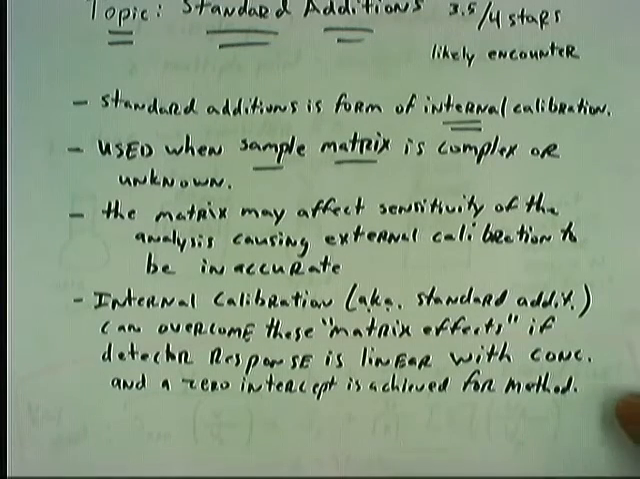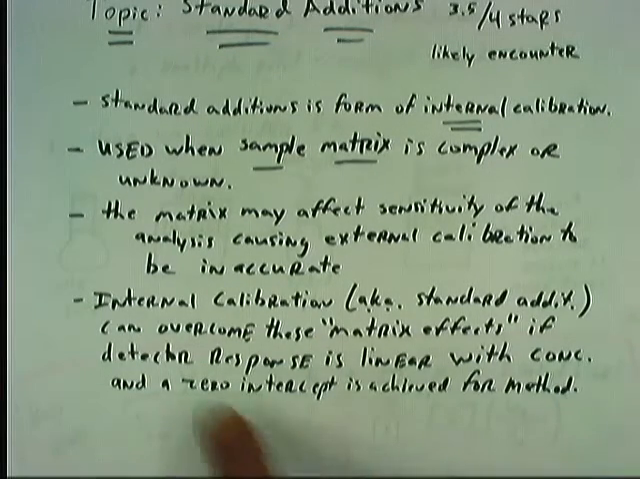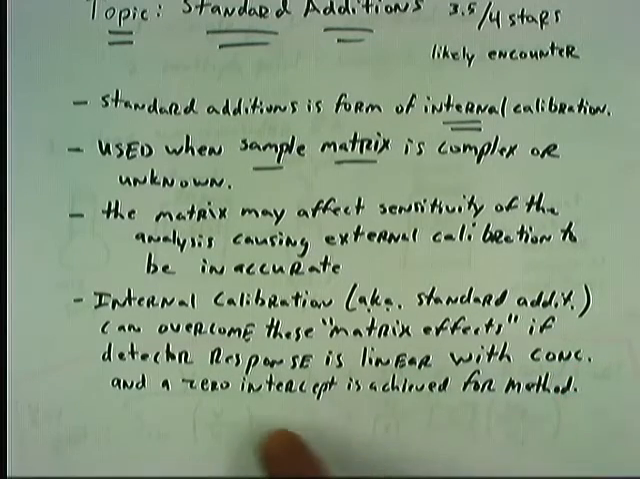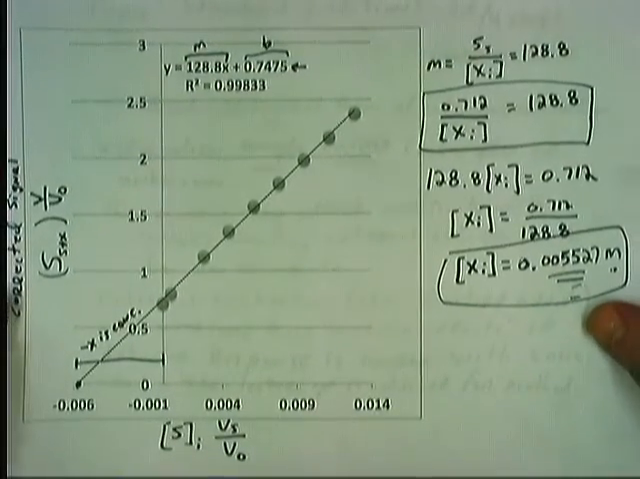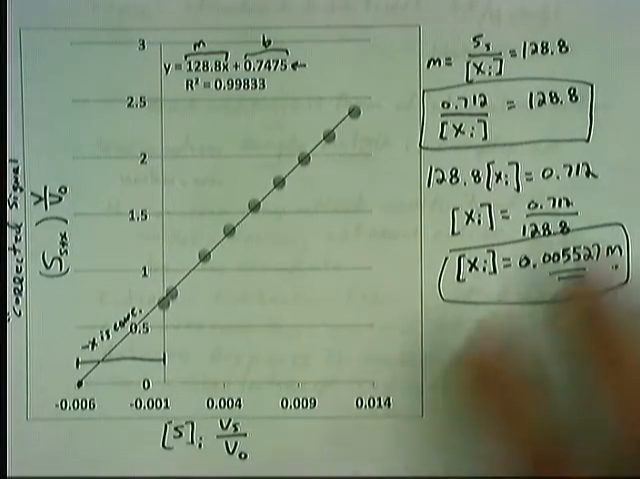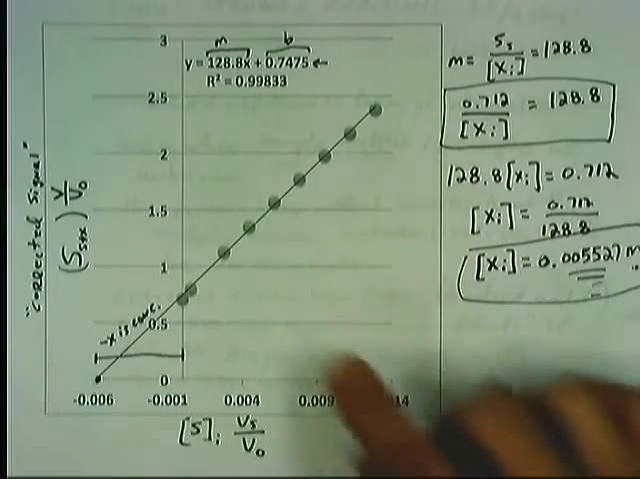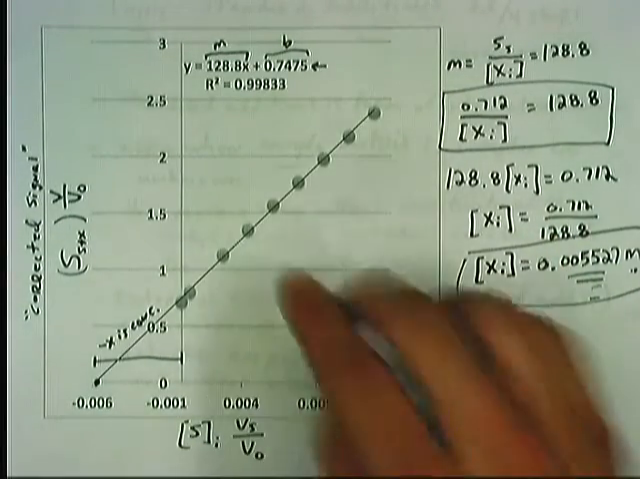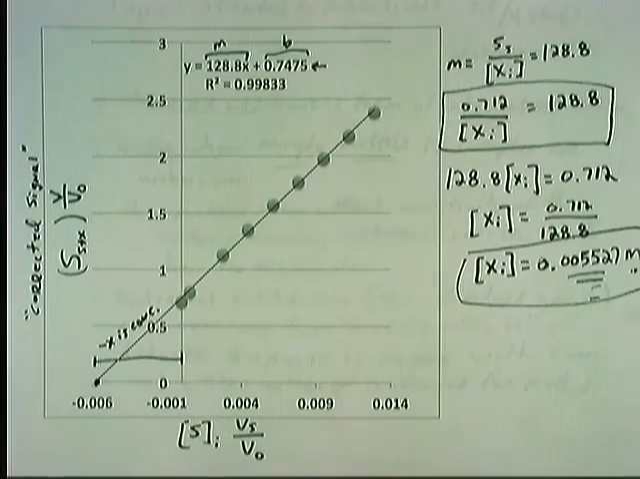Things that need to be true for this to work. Detector response must be linear with concentration, and the detector should read 0 if no analyte is present. Okay, those are the two things that we need to have happen. We can see why that's the case. If this was a non-linear plot, this leveled off or something, this would not work. All right, we'd get a really weird slope.